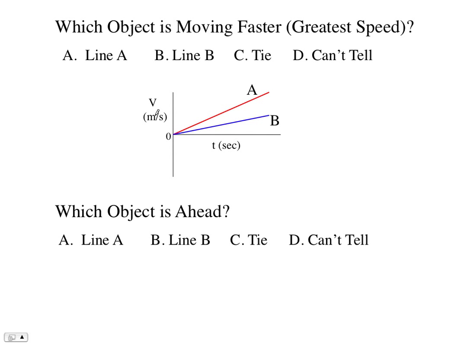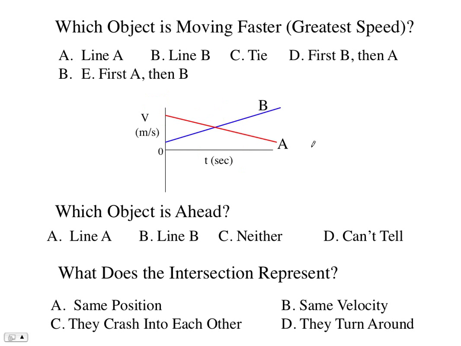This is similar, except now we're looking at a velocity graph. And so if you look at any given time t, the line that's the highest up is the one with the greatest speed in this case, since they're both above 0. And so A always has the higher speed. I guess you could say maybe at time 0 they're both going the same there. And so in general, line A is the best answer here.